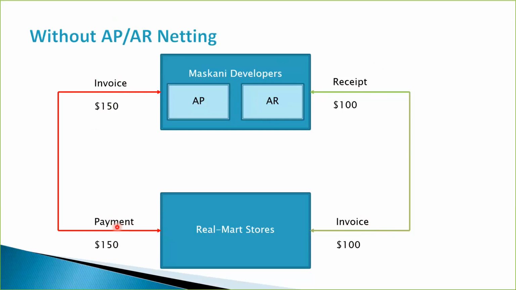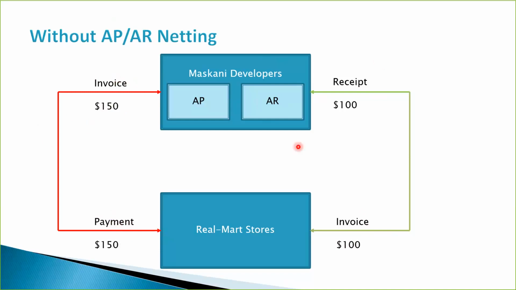So even from the get-go, you can see how this process can be made easier. It's probably something you would do yourself. If you owe your friend $100, but your friend owes you $150, then you tell them, just pay me $50, okay? So that's basically how AP and AR netting works.